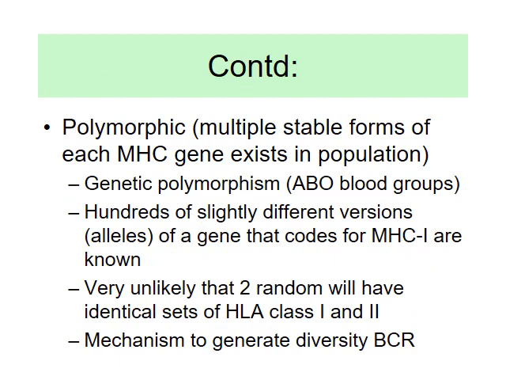So polygenesis was one aspect for MHC. We can pick up different genes. The other important concept for MHC is polymorphism. So we may have multiple stable forms of MHC that exist in the population. A simple example of genetic polymorphism is your blood groups, ABO groups. This is a sign of your genes picking up those respective forms. And then again, there are hundreds of slightly different versions, which we call alleles, in a gene that code for MHC.